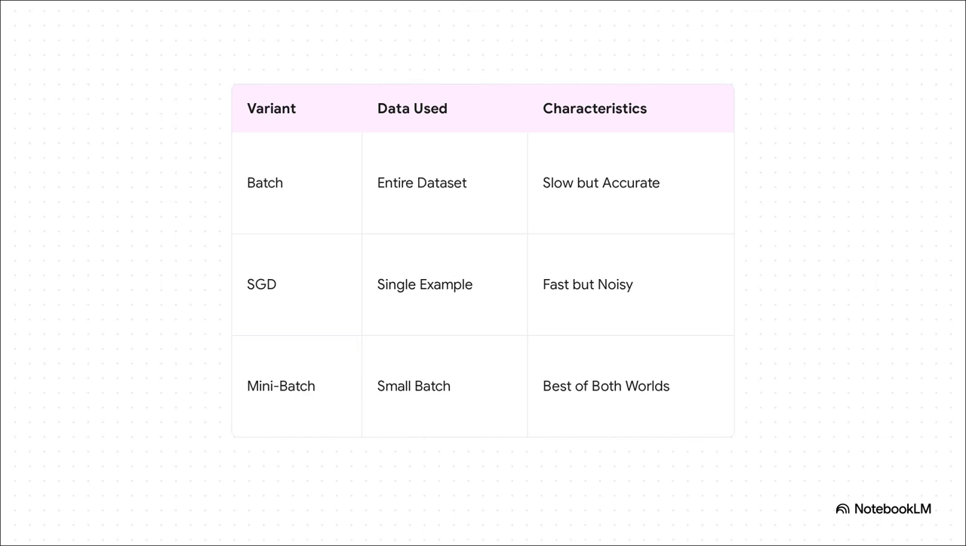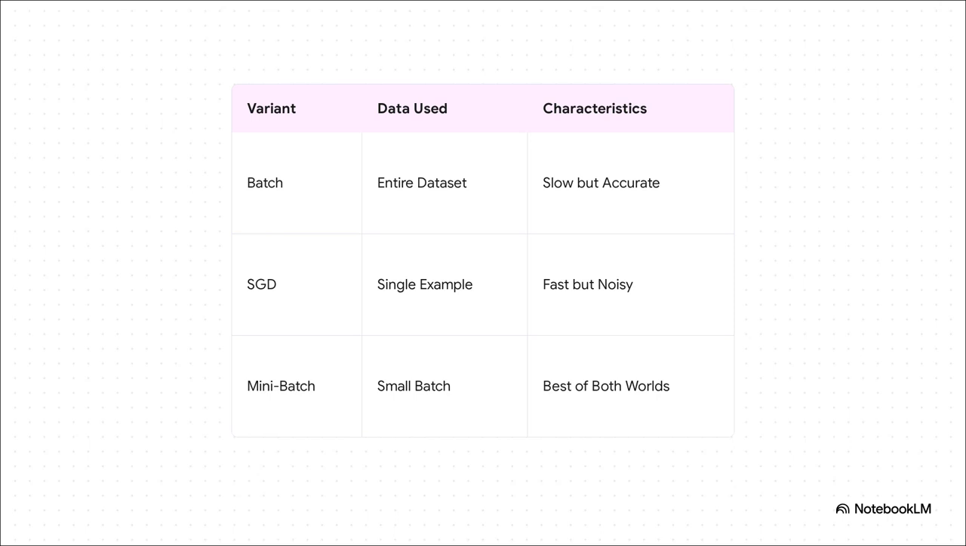Okay, so how do we actually calculate that slope? Well, we have three main flavors. First, there's batch gradient descent. This one looks at every single piece of data you have to calculate a perfect, super precise slope, and then it takes one step. It's accurate for sure, but unbelievably slow.